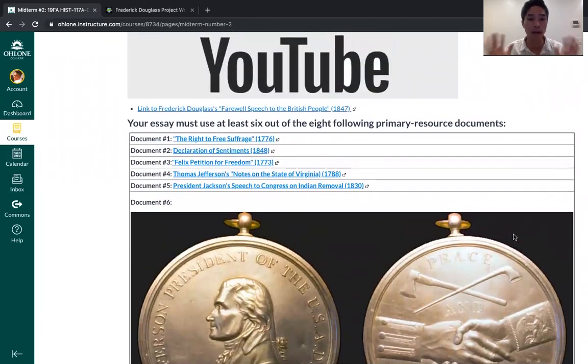So again, same format. You have 6 documents. In the first document, you have a pamphlet that was written in 1776 in the newspaper, the Maryland Gazette. It's written by an anonymous writer, and ultimately, he's making a case for voting without property restrictions. Because back in the 1770s and all the way up until the 1830s, in certain states, in order for you to vote, you needed to be a property holder.